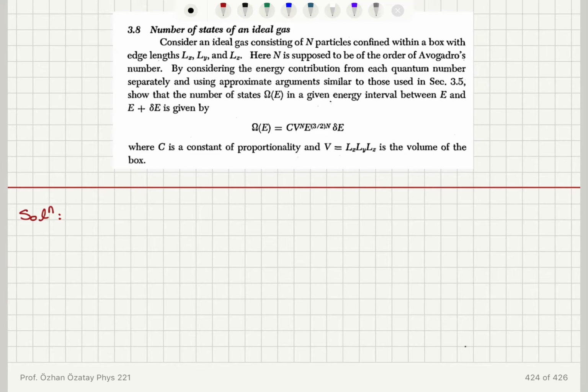By considering the energy contribution from each quantum number separately and using approximations similar to those used in the text, show that the number of states in a given energy interval between E and E plus delta E is given by V to the N, E to the 3N over 2, times a constant, times delta E. So V is the volume. Okay, so N is a large number. It's of the order of Avogadro's number.